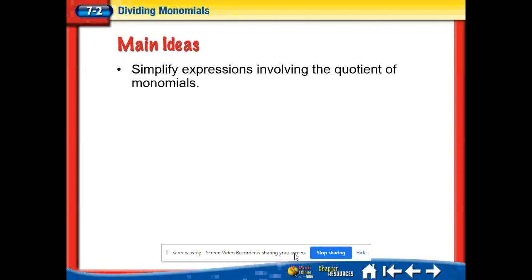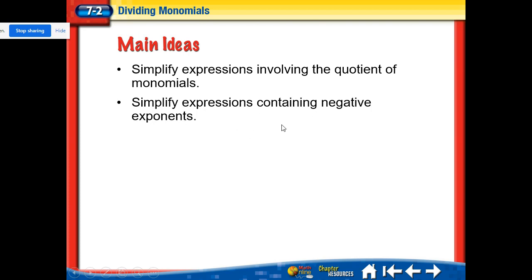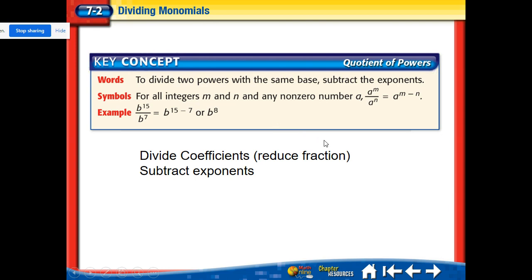All right, today we're going to be working on dividing monomials. So we're going to simplify expressions with the quotient of a monomial, or dividing monomials. And we're also going to simplify when we have negative exponents, and I'll show you what that means in a little bit here. So as we kind of alluded to yesterday, dividing monomials is very similar to multiplying monomials.